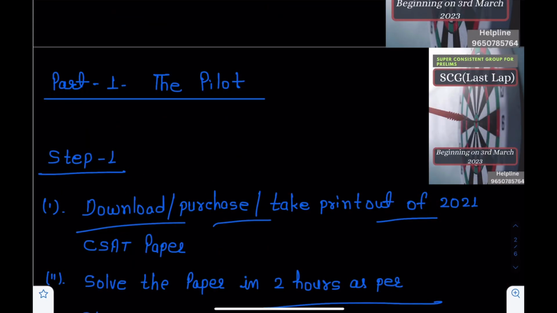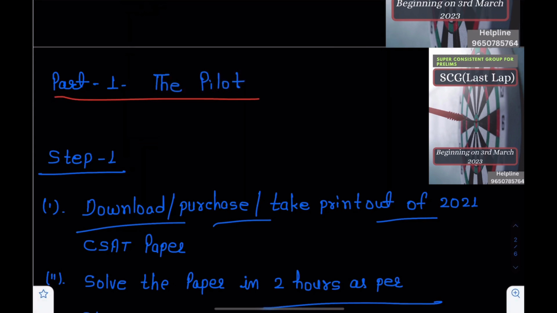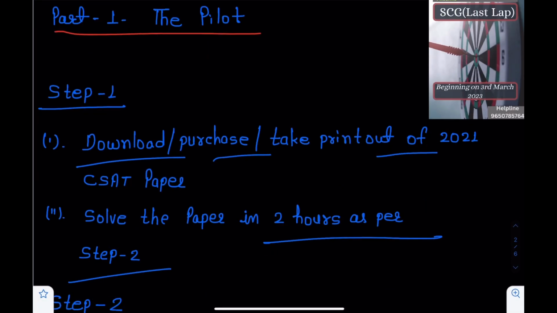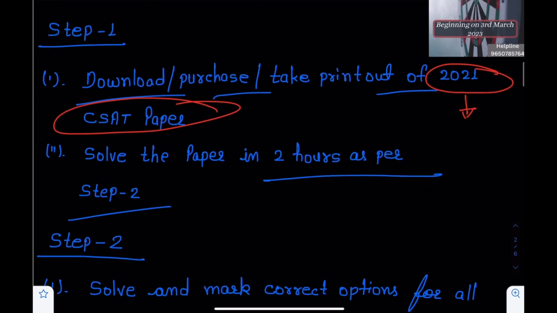So now I'm coming to the part 1 of the tutorial. It is called the pilot because just like a pilot project, you are going to test yourself in a previous year paper. So you need to download the 2021 CSAT paper because the official answer key is out and it just happened a couple of days back, so it is on the latest pattern, right? So now you solve this paper in 2 hours as per step 2.